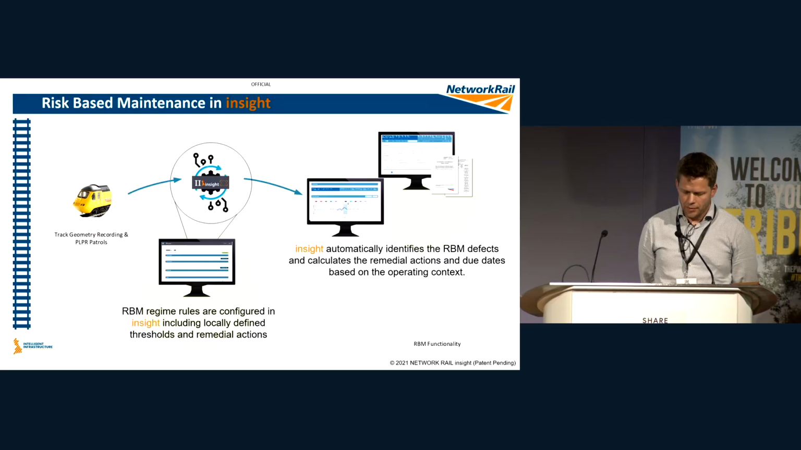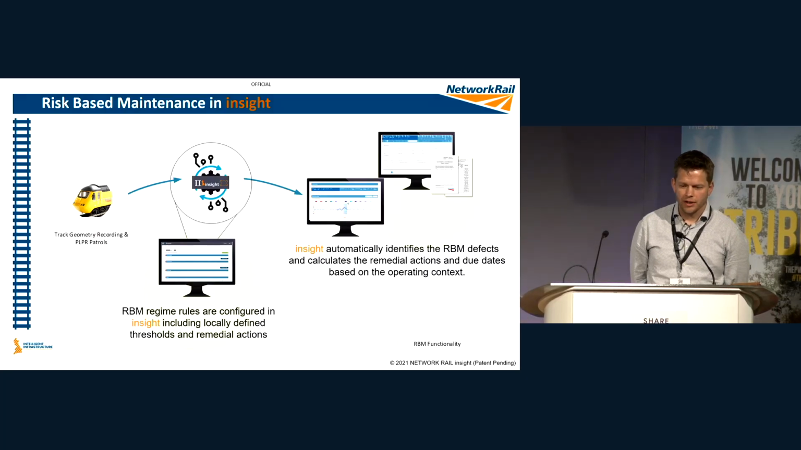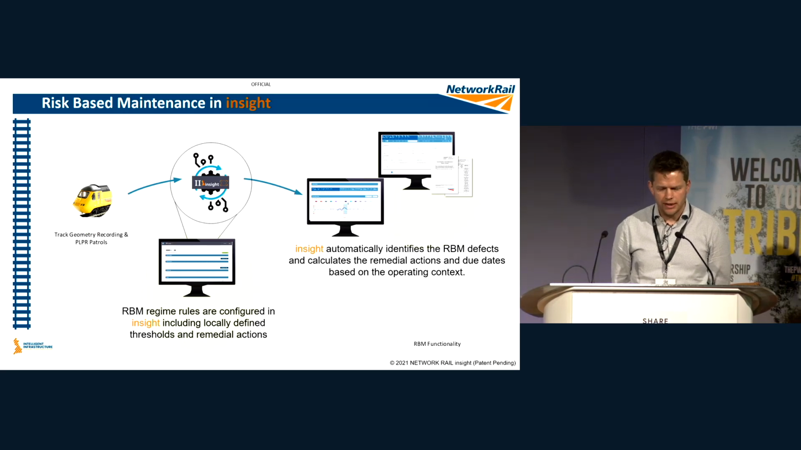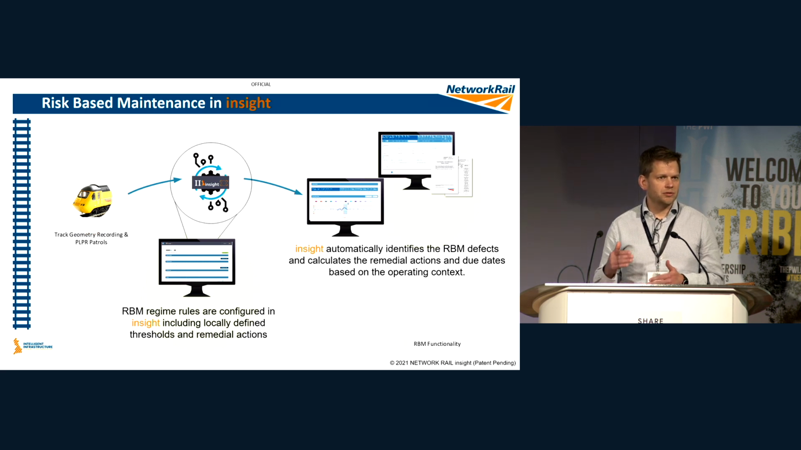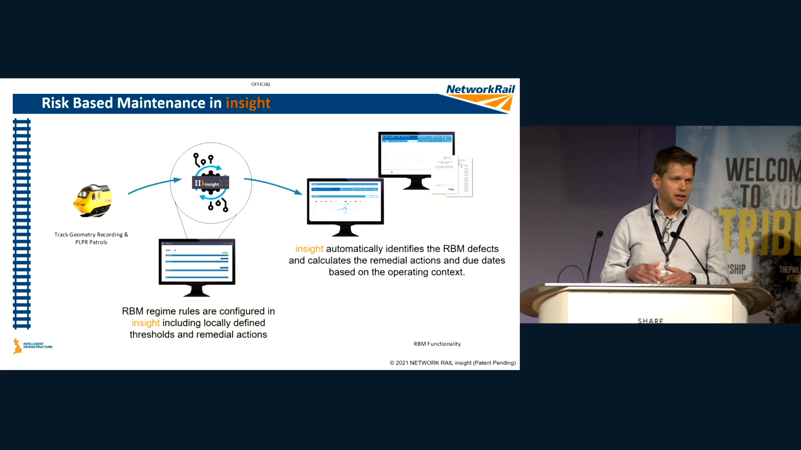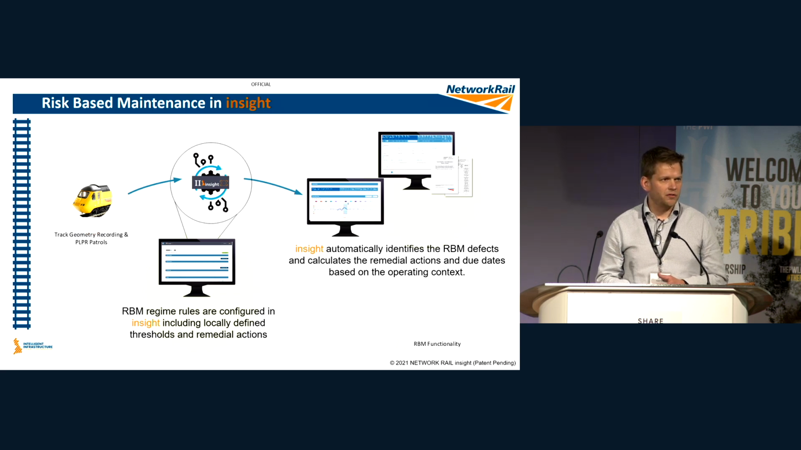So, as Paul said, the latest functionality that we've introduced into Insight is risk-based maintenance. This is designed to help maintenance teams manage their RBM regimes on a day-to-day basis. If you have the right permissions, you can come into Insight, configure the rules, and set your thresholds to be what you need them to be, so you can set your dips at 20 millirads, 18, 15 millirads, you've got that flexibility. And then Insight will automatically create those defects with the severity of RBM, so you know that that's an RBM defect.